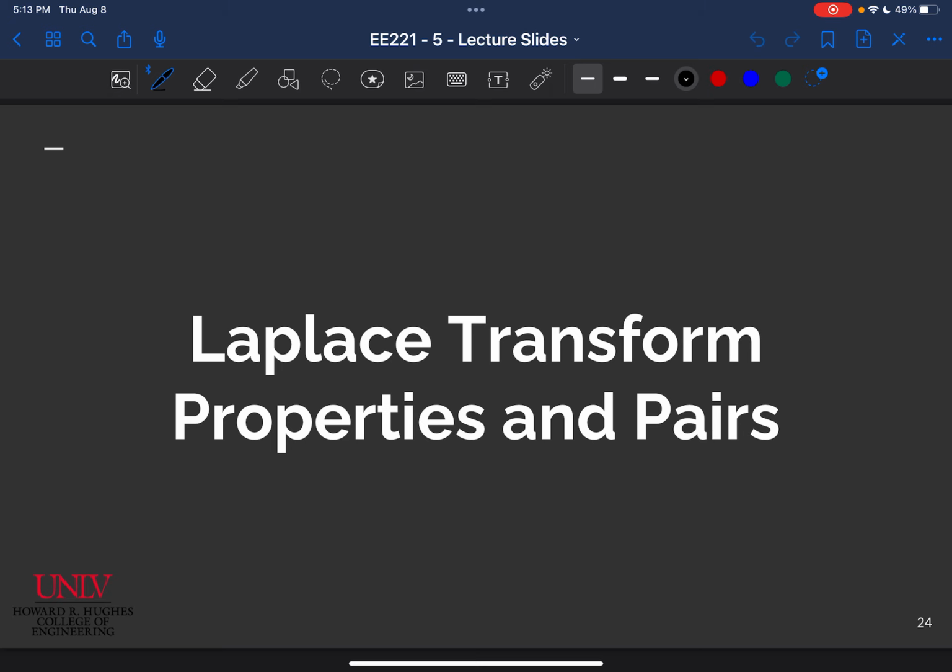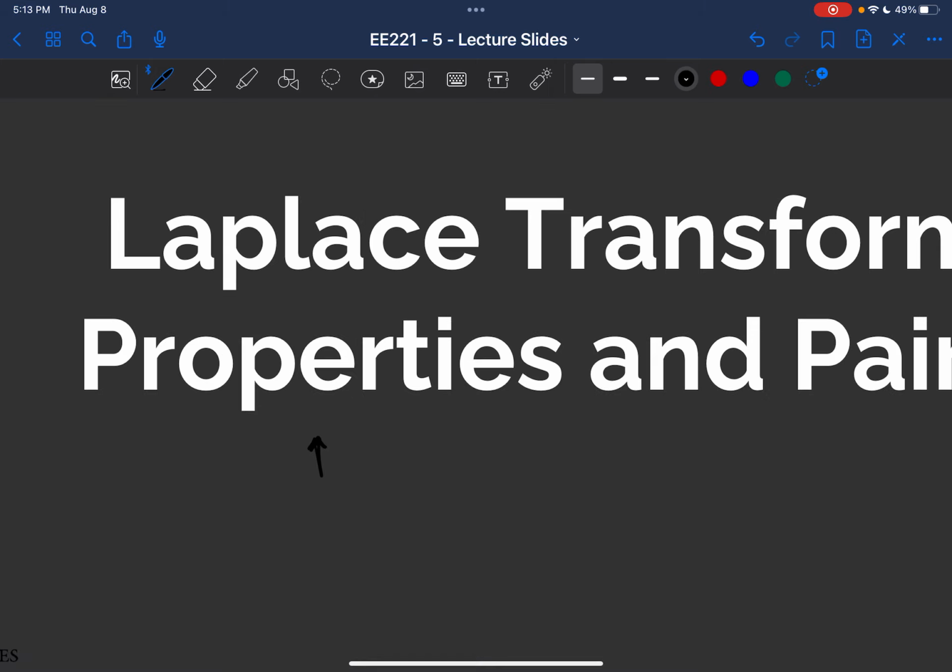Actually, let me just take the chance to talk about that right now. So when I say Laplace transform properties, I basically mean if I take the Laplace transform of some particular function of t, let's just call it f of t, there's some kind of a change that's going to happen to that function of t, right? And it's going to become some function of s. But there are certain types of functions of t that will result in certain types of functions of s.